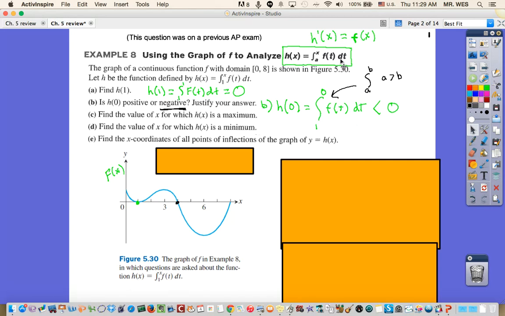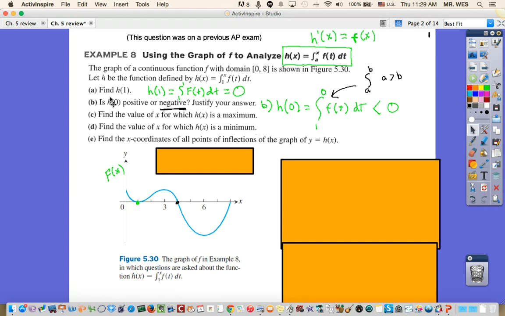Really, you have to think that all this is saying is that the derivative of h of x is going to equal f of x. And down here is our f of x. So this is the derivative, and we can say that h of x is the original function. So it's a different way to write it, but we've done problems like this before.